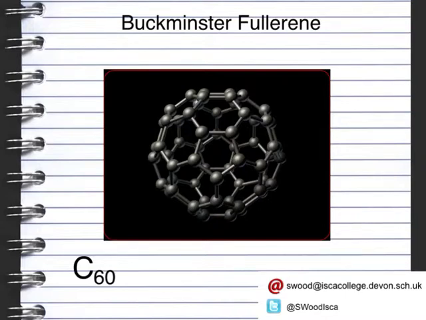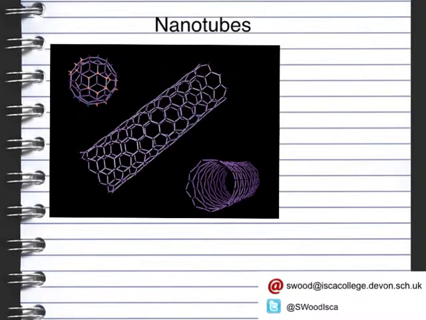Now the discovery of this shape enabled us to start to develop nanotechnology, which uses these Buckminster fullerene structures and helps to develop similar structures to help improve some technology, which we'll look at in a moment. With the discovery of Buckminster fullerene, chemists were able to develop nanotubes.